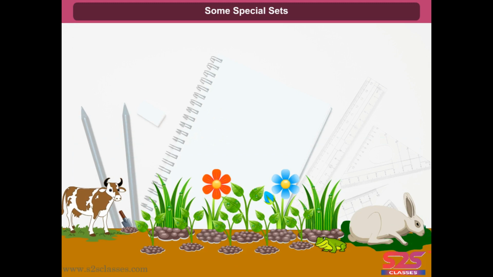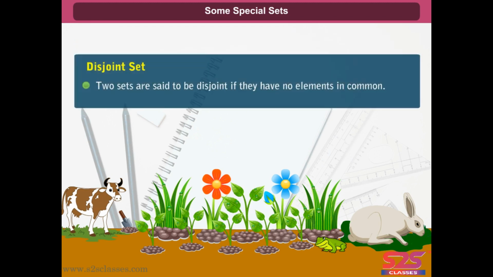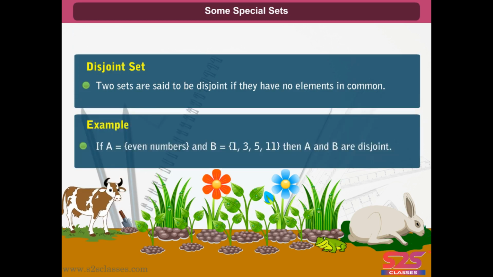Look at these plants and animals. Do they have anything in common? No. They form a disjoint set. Disjoint set. 2 sets are said to be disjoint if they have no elements in common. Let's see this example. If A is a set of even numbers and B is a set of 1, 3, 5 and 11, then A and B are disjoint.